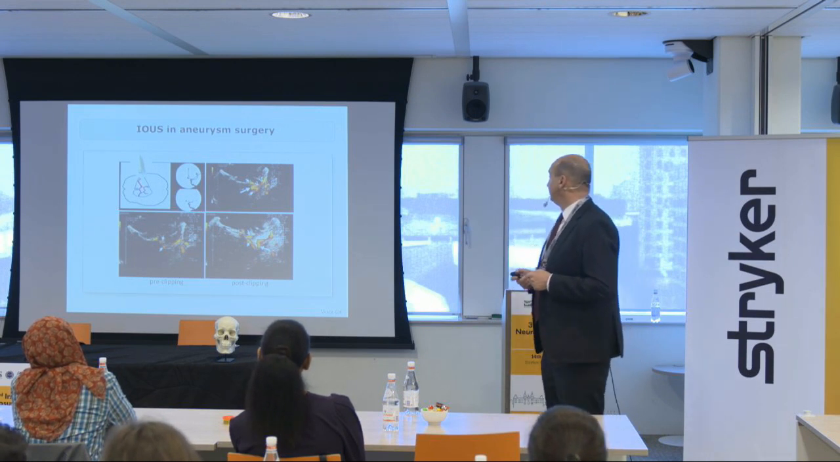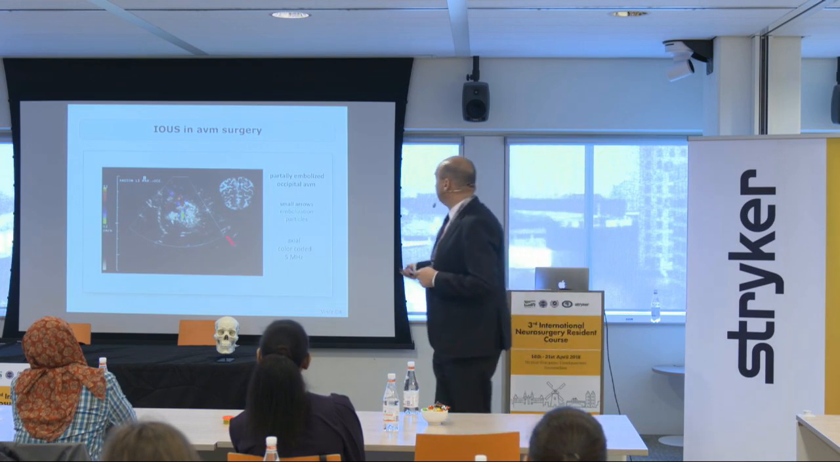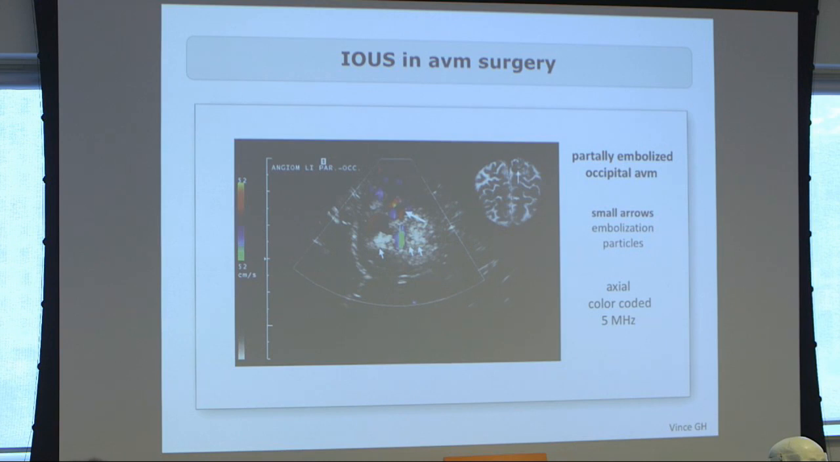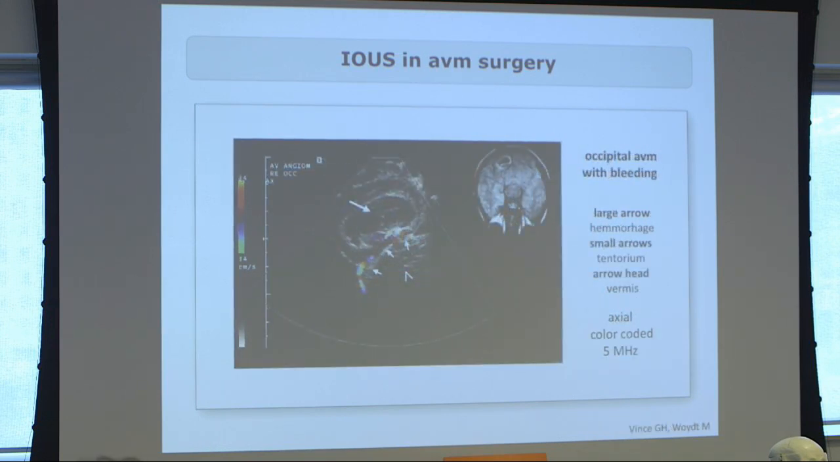And you can even use it here. This is an arteriovenous malformation, an occipital angioma that we treated. This was partially embolized, and the embolization material shows up hyperechogenically, and you can use that to navigate your way around the lesion as well. Another angioma here, small nidus here. This is hemorrhage that went with the angioma. You can see the small hemorrhage here, look.